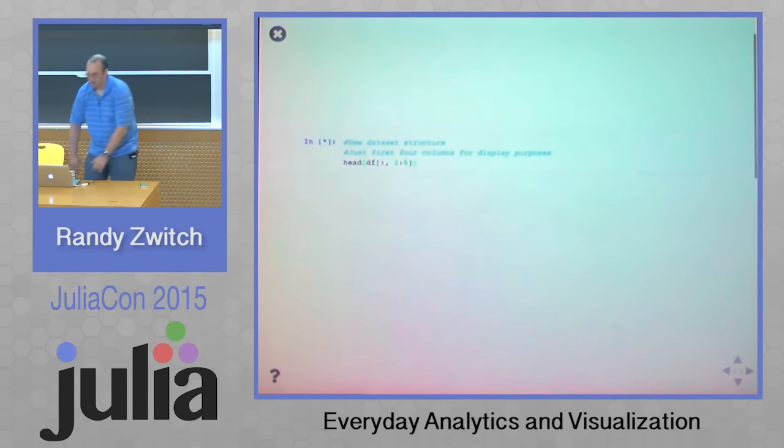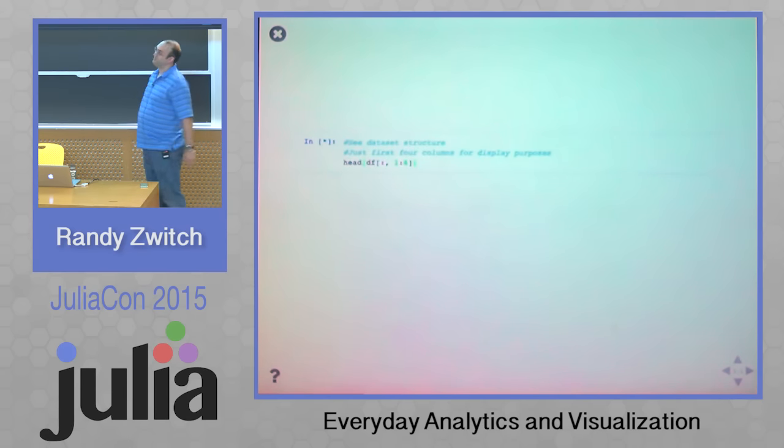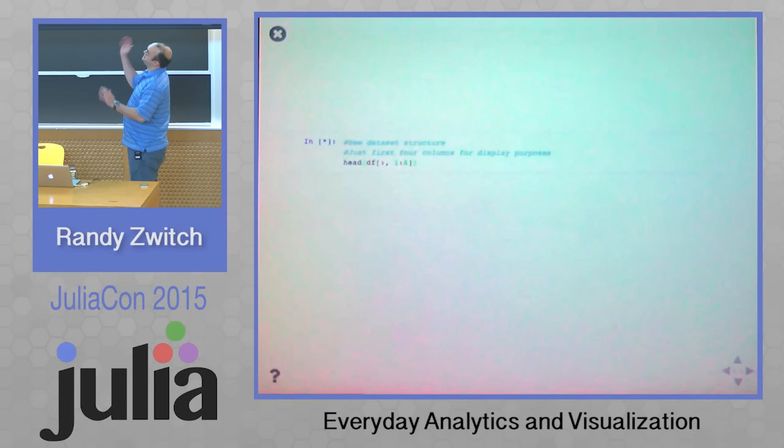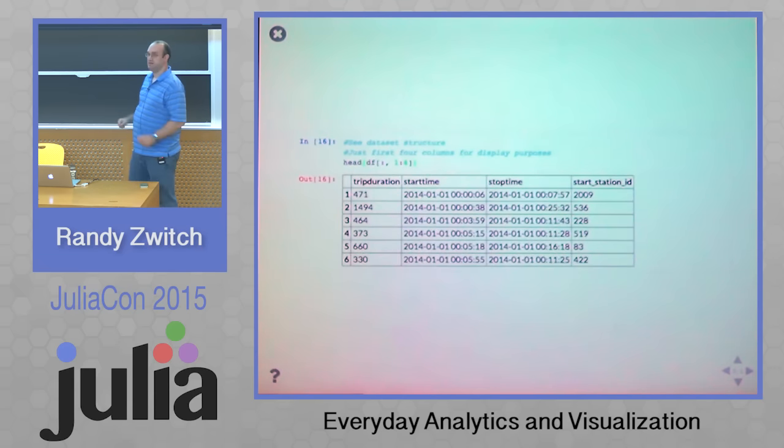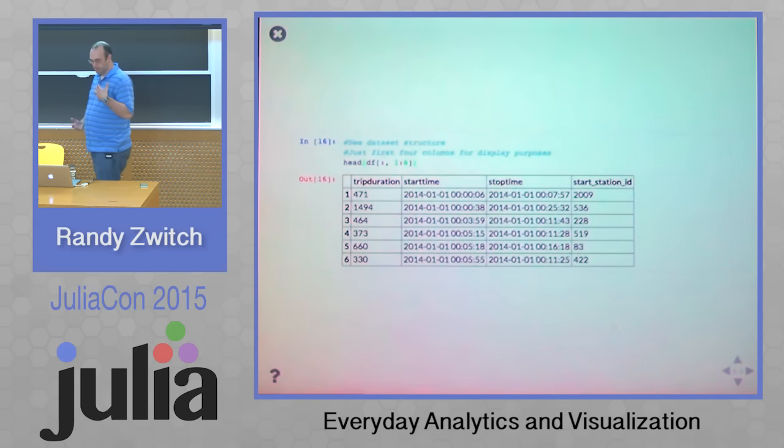Now, because there's 15 columns, it really doesn't fit well on the slide. So here, using the head function, we can see just partially what our data looks like. We have the trip duration, which is in seconds. We have the start time and end time, the station ID. And again, there's 11 other attributes that go along with this data set.